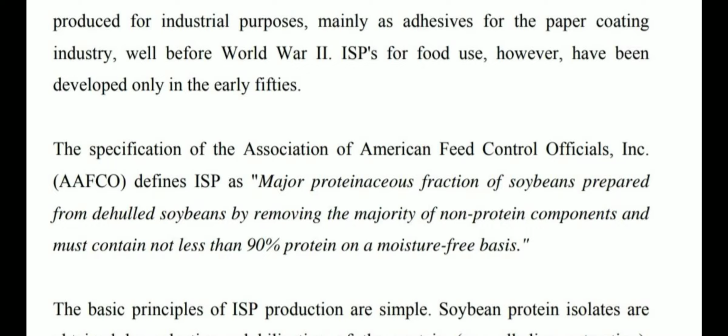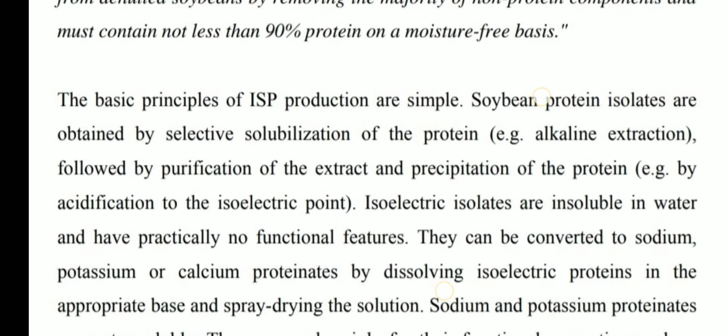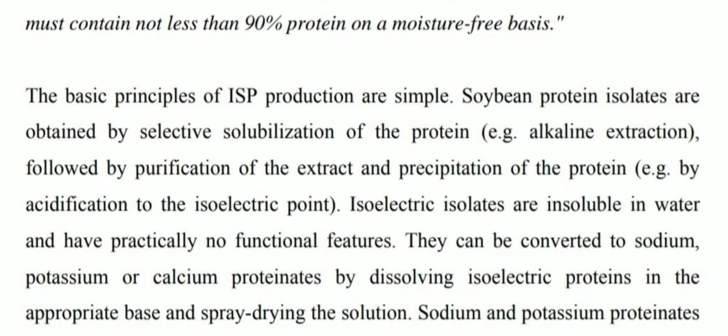The basic principles of ISP production are simple. Soy protein isolates are obtained by selective solubilization of protein, that is alkaline extraction, followed by purification of the extract and precipitation of the protein by acidification to the isoelectric point.